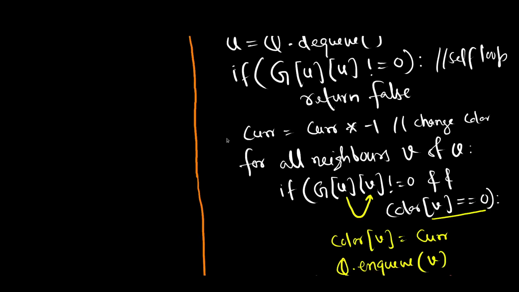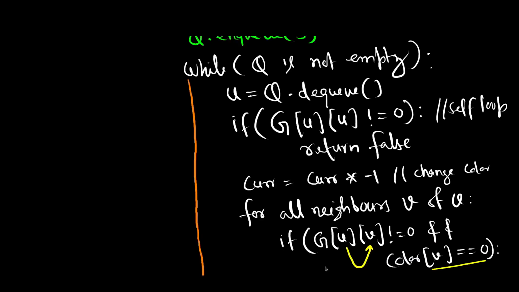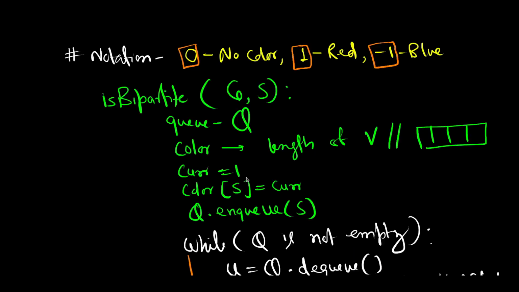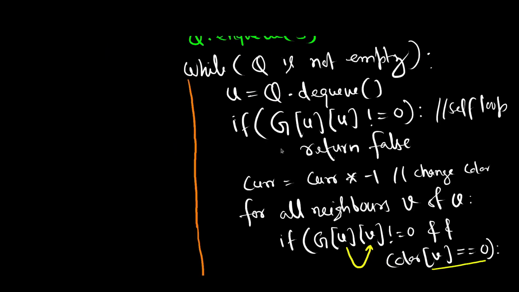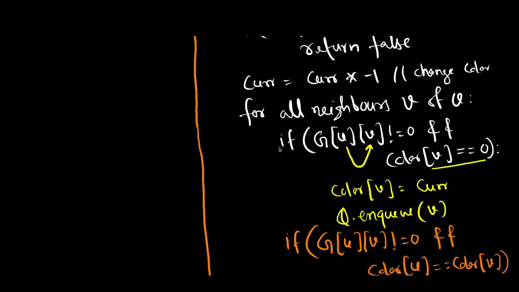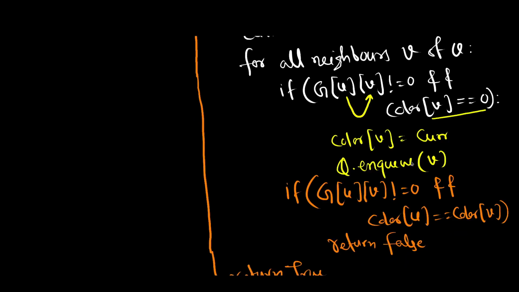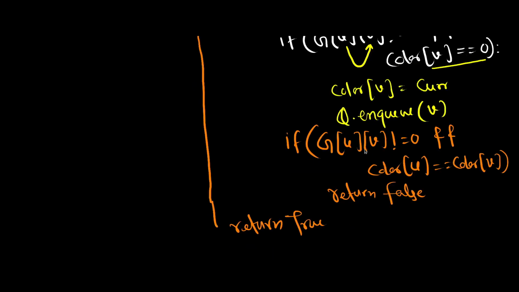If there is a self loop, return false. Then change the color. So every time the loop goes here, in each iteration this color is going to change. If it is 1, it will make it -1. If it is -1, it is going to make it 1. So that's how we are changing colors. Then for all the neighbors, if there is an edge between u and v and v is not colored, you can color it and then put it inside q. But if there is an edge between u and v and both the colors are the same, you need to return false. Okay, but if you come out of this loop successfully, you can return true.